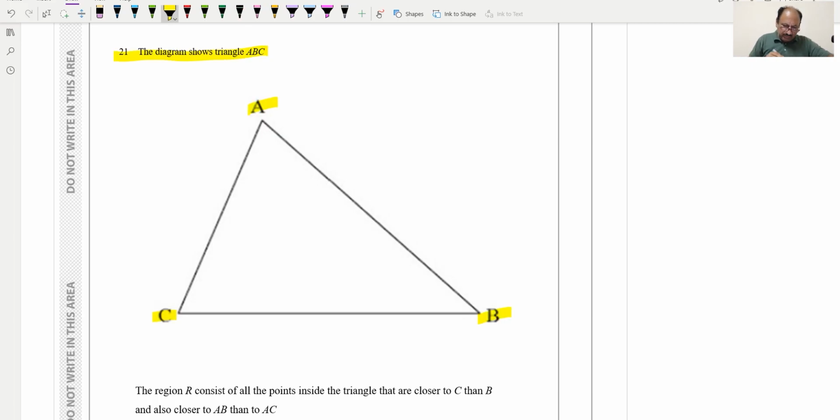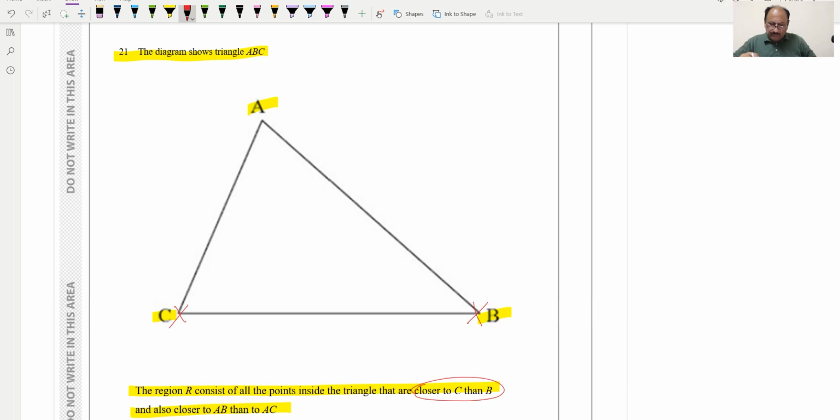The region R consists of all the points inside the triangle that are closer to C than B. So that is one condition, and also closer to AB than AC. First of all we will go for the first condition, closer to C than B. The C is this point, B is this point, so we will be finding the line bisector.